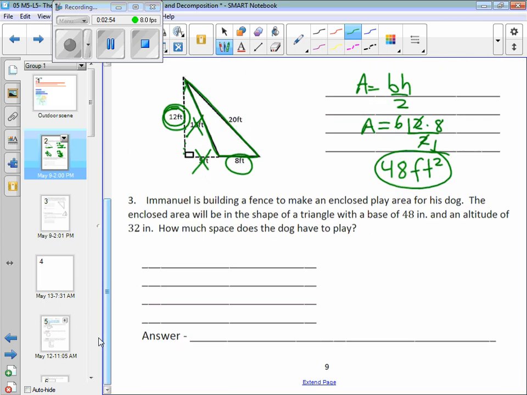Okay, number 3, I'll just read off the answer. If you need me to go over it, I will. Number 3, if you do base times height divided by 2, you'll get 768 square inches. Raise your hand if you got it. Okay, go to the next one.